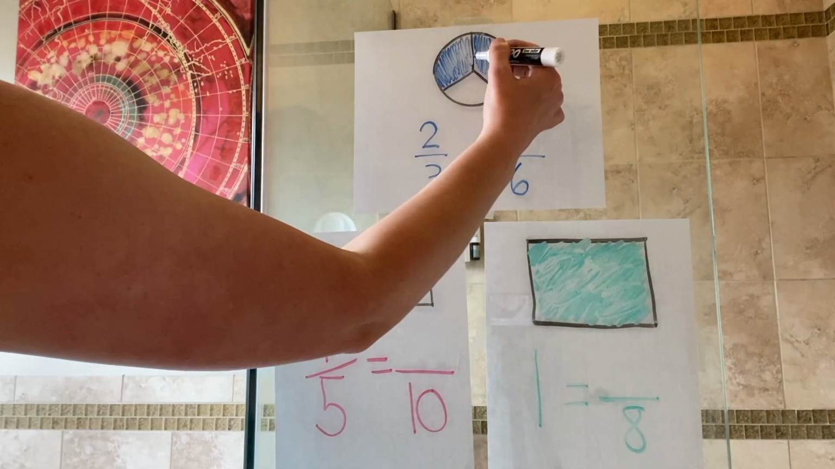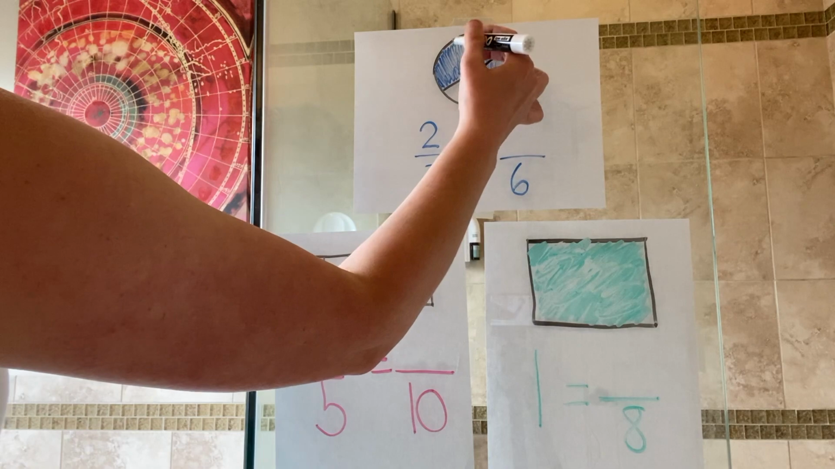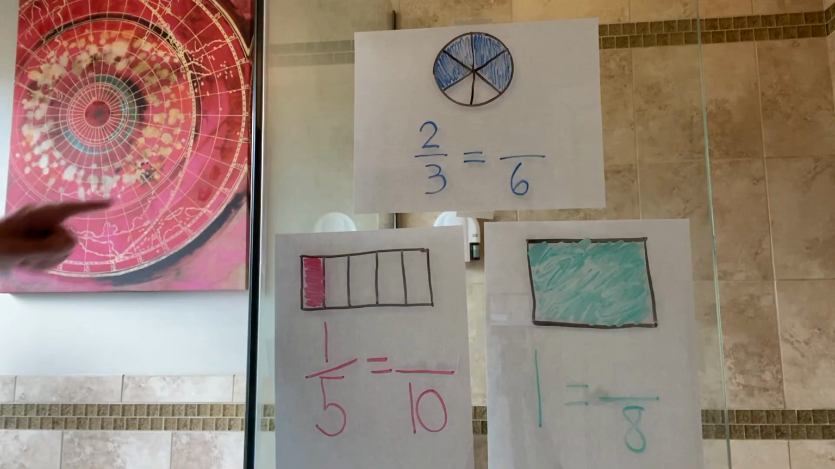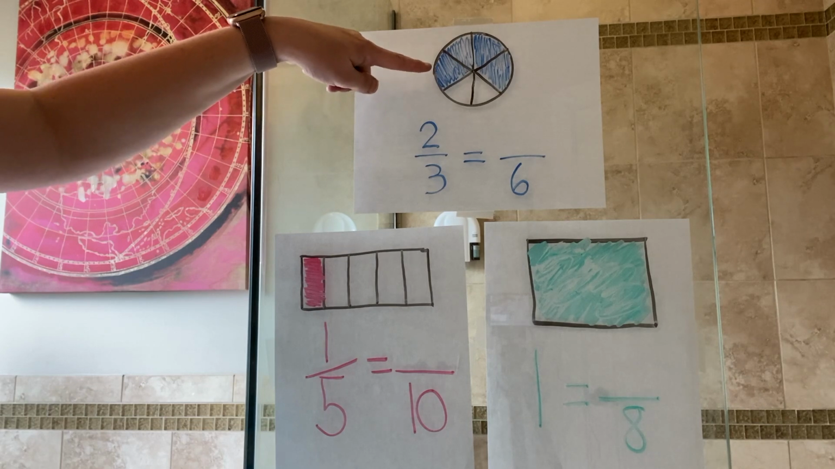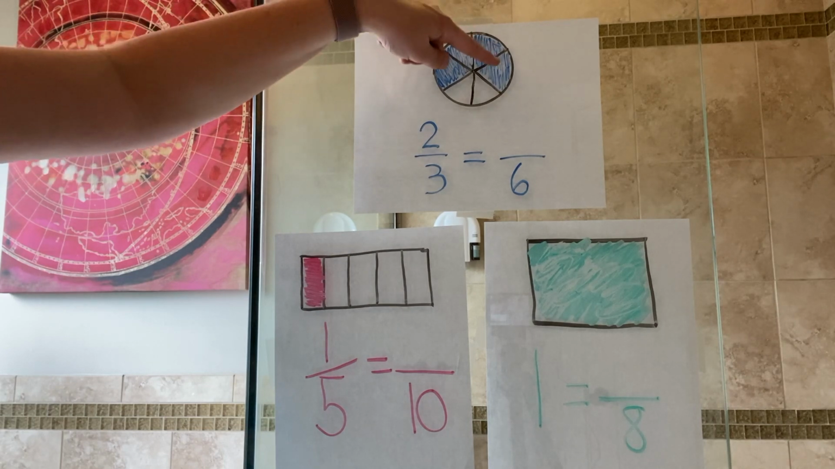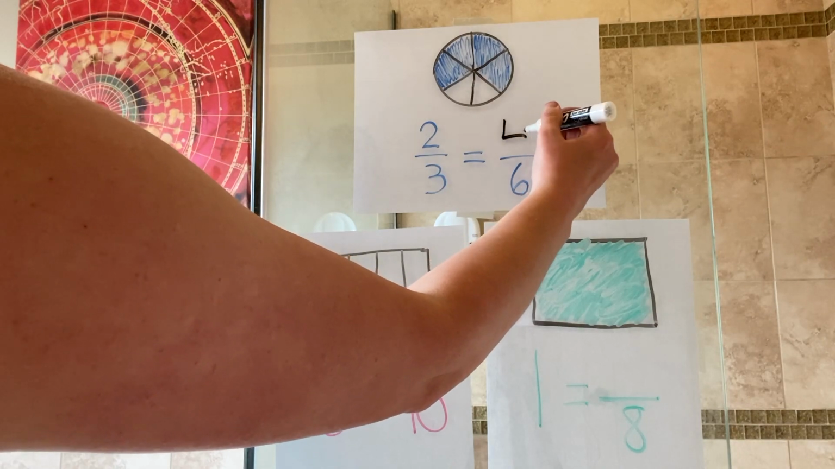Let's split each of those thirds in half. And we have 6 equal pieces. And how many of those 6 are shaded in? 1, 2, 3, 4. 2/3 is equivalent to 4/6.